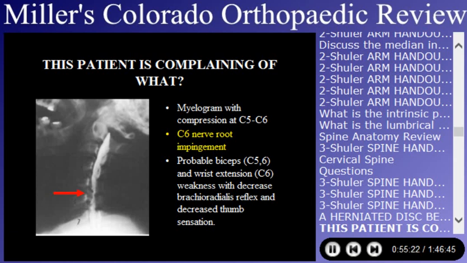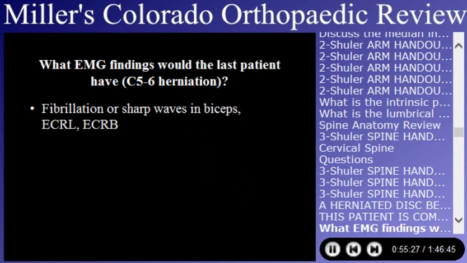Here's an example of a board question, though. Here's how they go to the next level. What EMG findings would you see on this? Don't forget EMG findings for denervation are fibrillations and sharp waves. We don't necessarily have in this review course an EMG section, but fibrillations and sharp waves mean denervation.